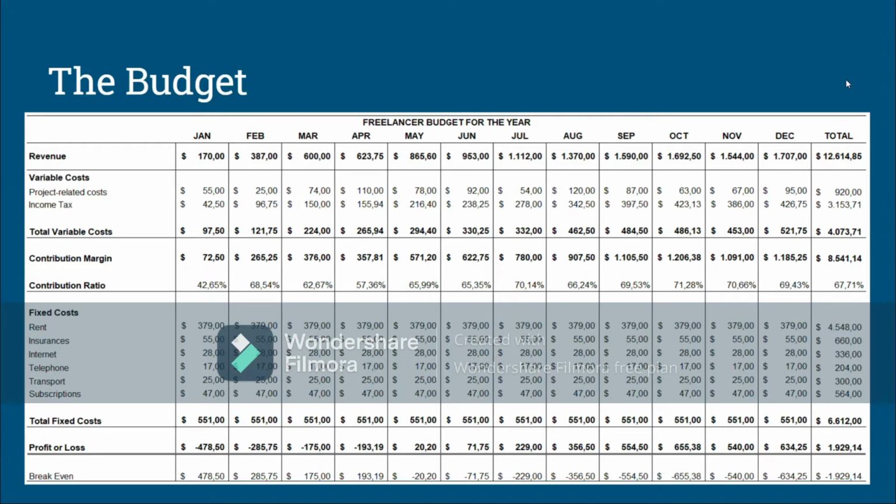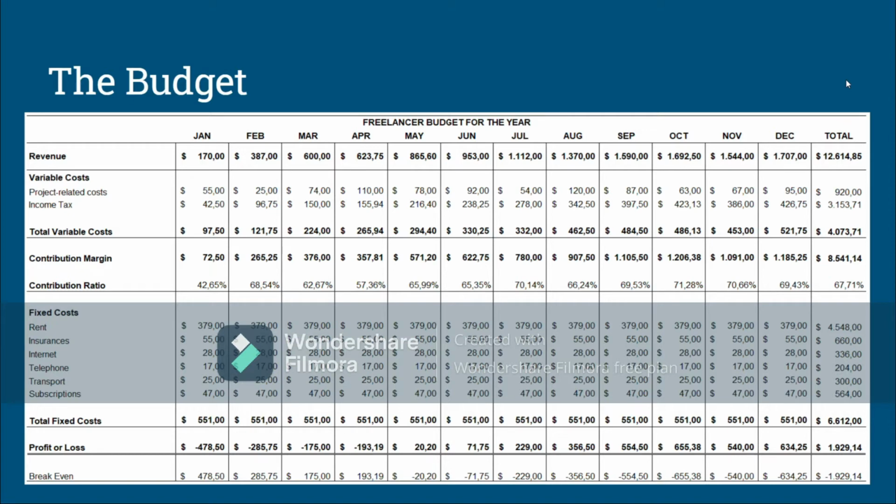Then next to the total variable cost, when we take the total variable cost from the revenue, we will be left over with the contribution margin, which shows how much is left after the variable cost. And under that we have the contribution ratio, which shows the same but in percent. Next we have the fixed cost, where we look at something like rent, insurance, internet, telephone, transport and subscription. These fixed costs are the same the whole year, and the total will be $551.